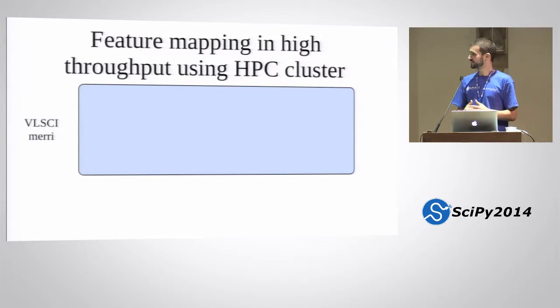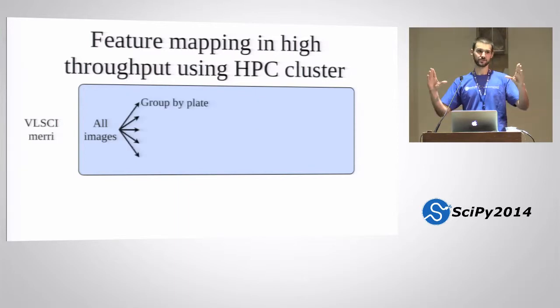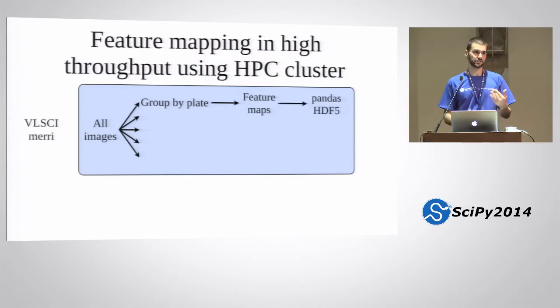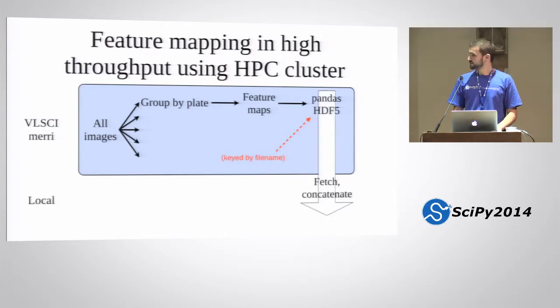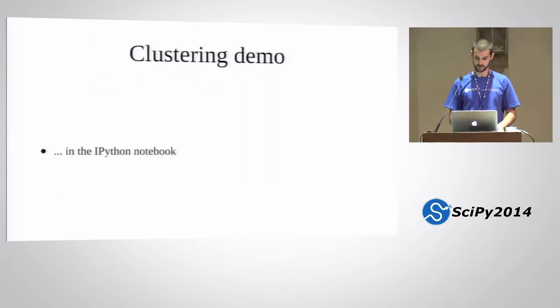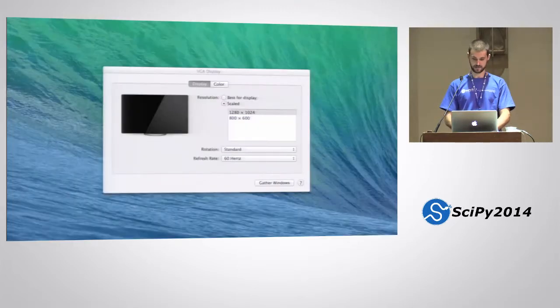So the feature extraction I can't really demo. I did it on the cluster. Mary is the name of our cluster, and all of our little subclusters are named after Australian rivers. So I have all the images there. I grouped them by plate. You saw there's this 384 well plate, and there's tons of those. Each of these is a job, and I compute the feature maps for all those images. I get a pandas HDF5 file of the features, and the file is keyed by the file name of the image that produced the features. That's important later on when we want to look at the images. Then I fetch those to my local machine and concatenate them and do some clustering, which we will do a demo of.